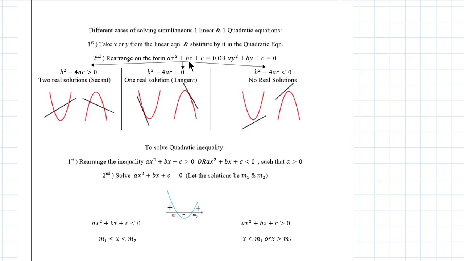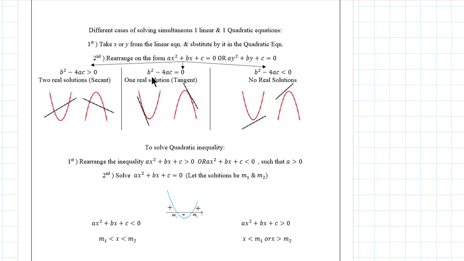And then, according to the discriminant of the quadratic equation, we can find the relation between the straight line, which is represented by the linear equation, and the curve, which is represented by the quadratic equation. The first case, b squared minus 4ac is positive, and then we have two real solutions, and graphically this will be as follows. The straight line will cut the curve at 2 points, like this.